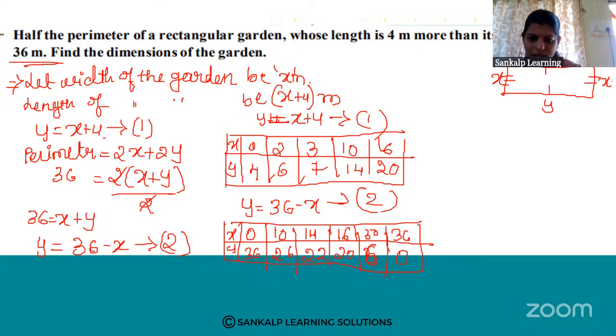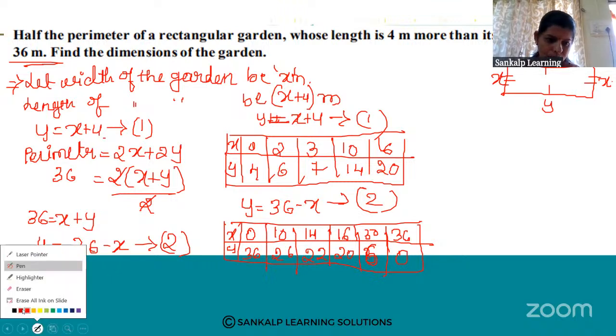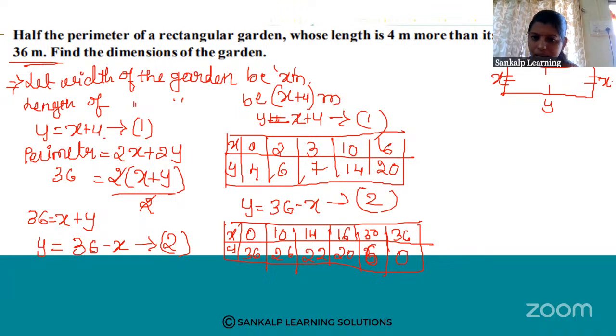Here 10 is there, so here 10. If it is 10, then y value is 14 here, so here 26. It is not the same. If x is equal to 16, y value is 20. If x is equal to 16, y value is 20 here. Observe carefully. Here, when x is equal to 16, y value is 20 has come. Here also, if x is equal to 16, what is the y value? 20 has come.